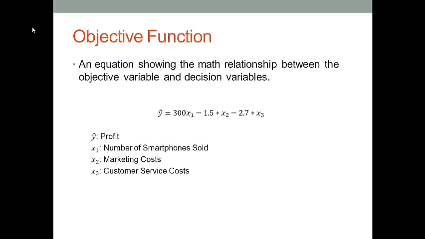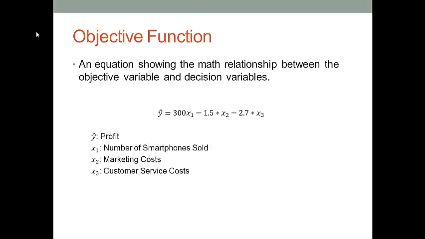We can also show the relationship between the objective variable and the decision variables. If we show such an equation, we call this an objective function. Remember, an objective function shows the mathematical relationship between the ultimate goal we want to reach and the influencing factors. In other words, an objective function is a mathematical equation between the objective variable and the decision variables.